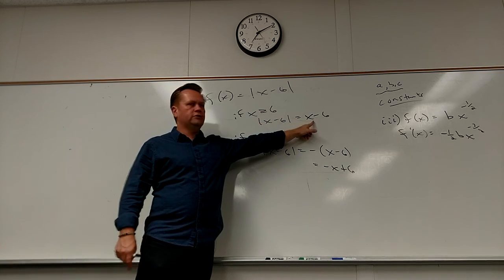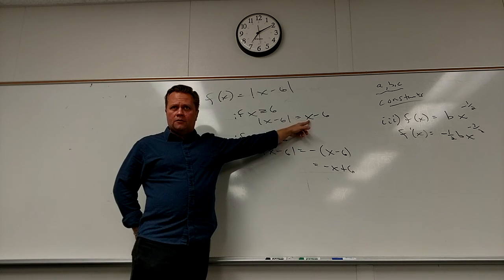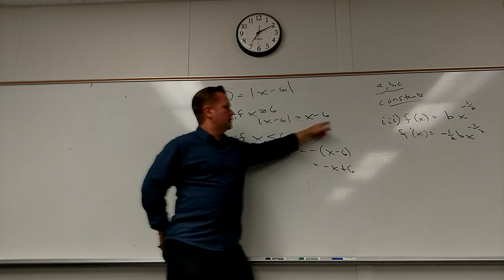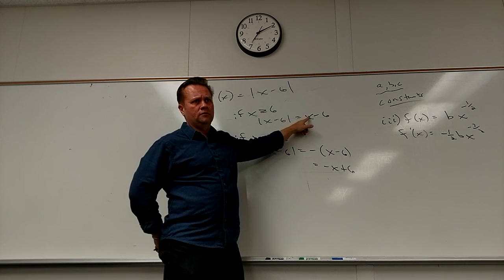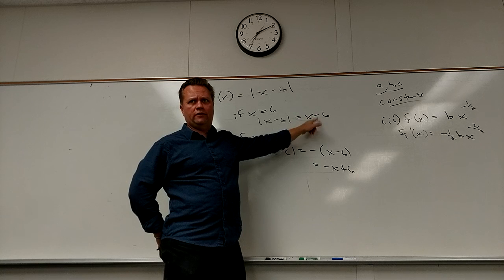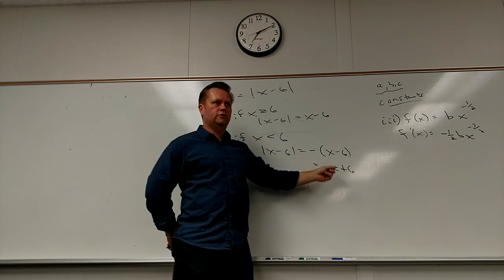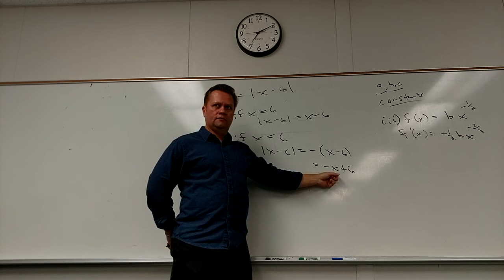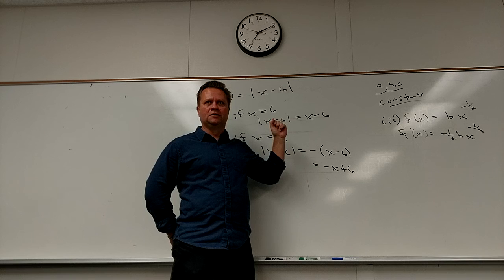is. What's the derivative of this going to be? Who could just look at that and tell me? What kind of thing is this geometrically? It's a line. What's the slope? 1. So the derivative of this function is 1 because derivative is slope. What's the derivative of this one? Negative 1. Is the derivative continuous through 6?